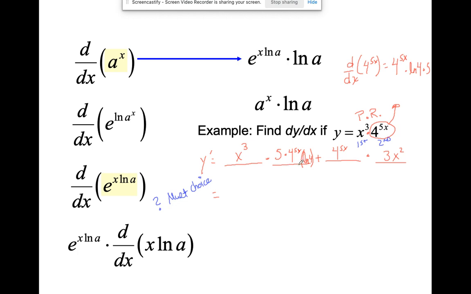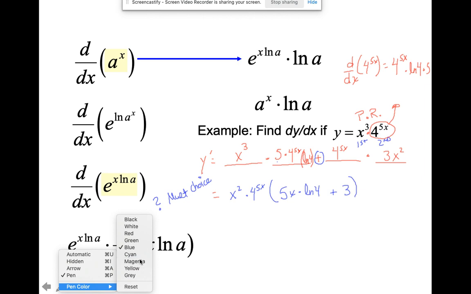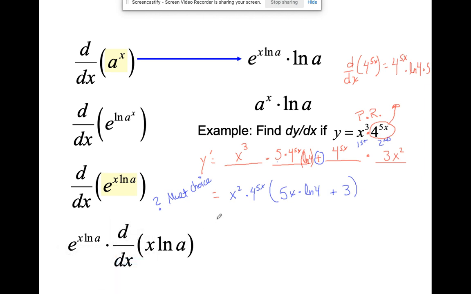So for this one, notice that I have a sum, and I've got some things I can put in common on both sides of my sum, right? Isn't there an x squared I could pull out? Isn't there a 4 to the 5x I could pull out? And what am I left with here? 5x times ln 4 plus 3, right? That's a possibility. Check this out. This is your Algebra 2 nightmare coming back.